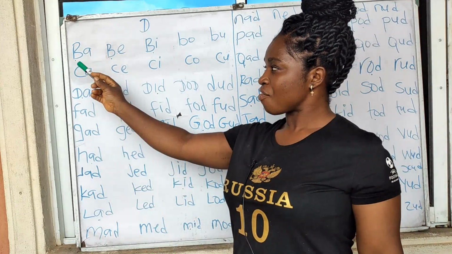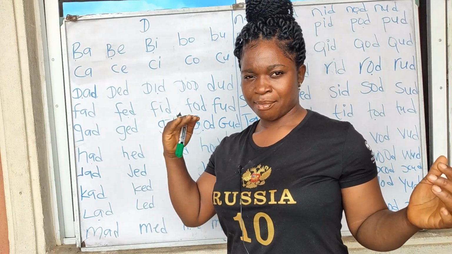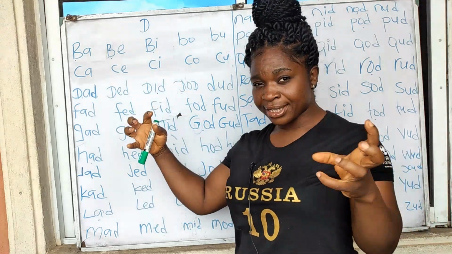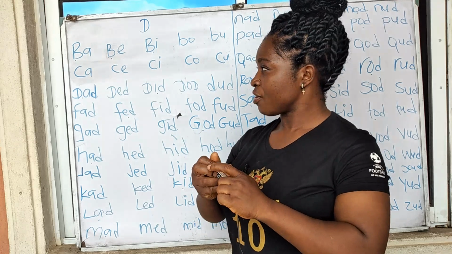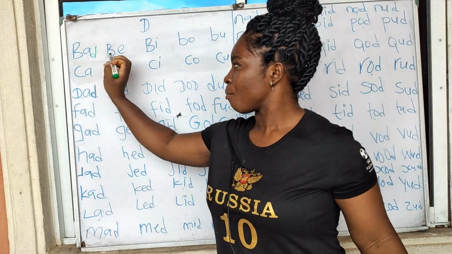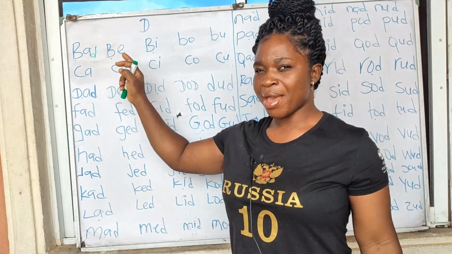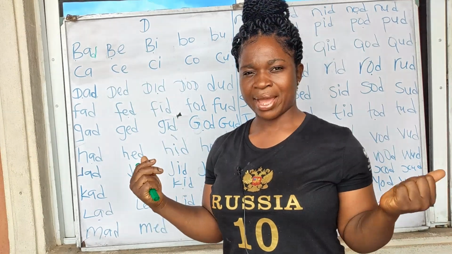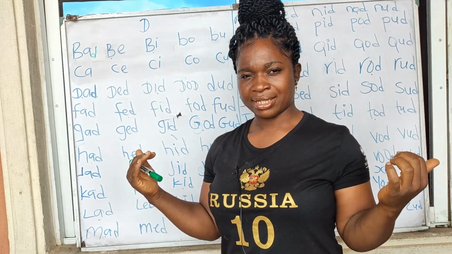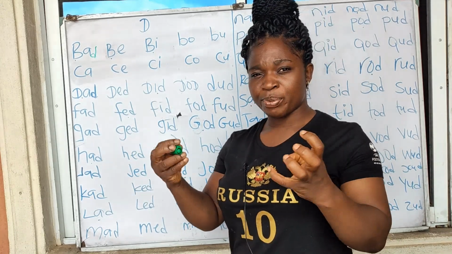Let's see. I have ba. This is ba. If I add D to ba, I'm trying to bring the D in, I'm going to have bad. That is bad. Now this is be. If I want to bring this D close to this, I'm going to have bet. That is how we pronounce words in English language. You keep picking the words.